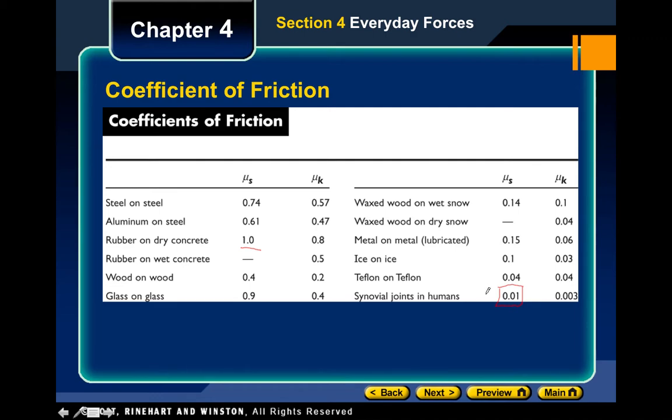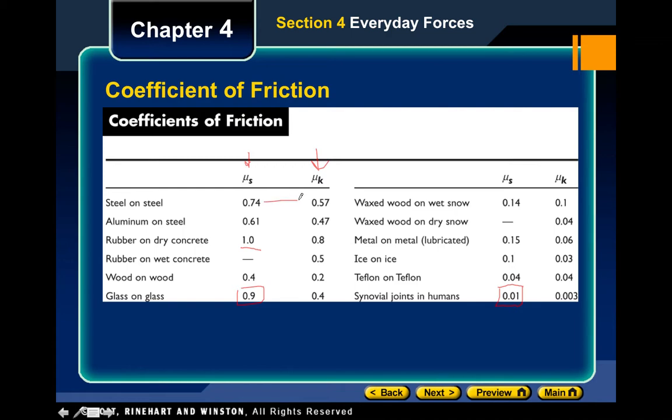That is a very low coefficient of friction, which means it can easily slide, which is what our synovial joints do. Think of your shoulder, your elbow, your hand, your knee. All of those are synovial joints that move. Teflon, think of your cooking utensils, 0.04, still rather small. Ice, 0.1. All those are really small. These others are rather large. So sliding glass on glass, a lot of resistance, 0.9. Again, something to pay attention to. On this left side is your coefficient of static friction. This is your coefficient of kinetic friction.